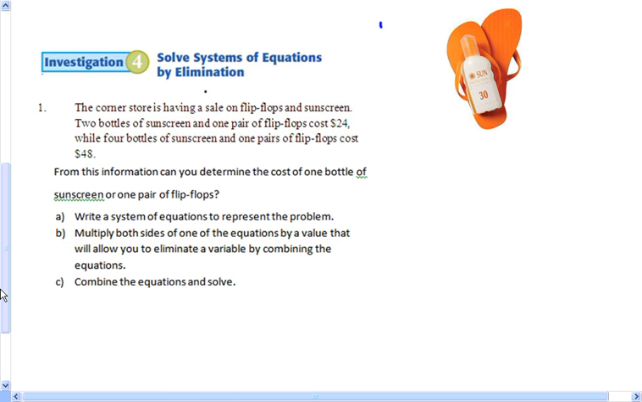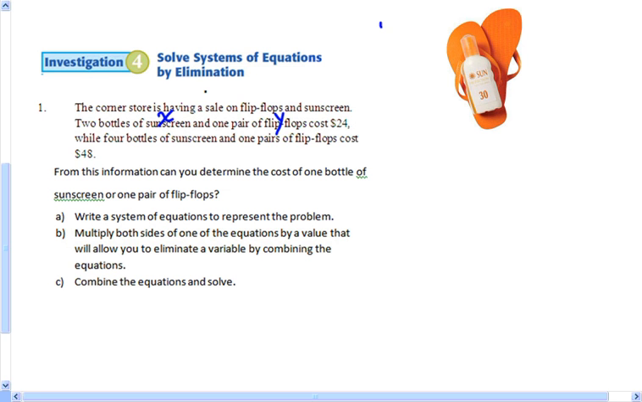The corner store is having a sale on flip-flops and sunscreen. 2 bottles of sunscreen and 1 pair of flip-flops cost $24, while 4 bottles of sunscreen and 1 pair of flip-flops cost $48. So if I solve that, I'm trying to figure out how much it is for 1 pair of flip-flops and one bottle of sunscreen. So let's write a system of equations that represent this problem.